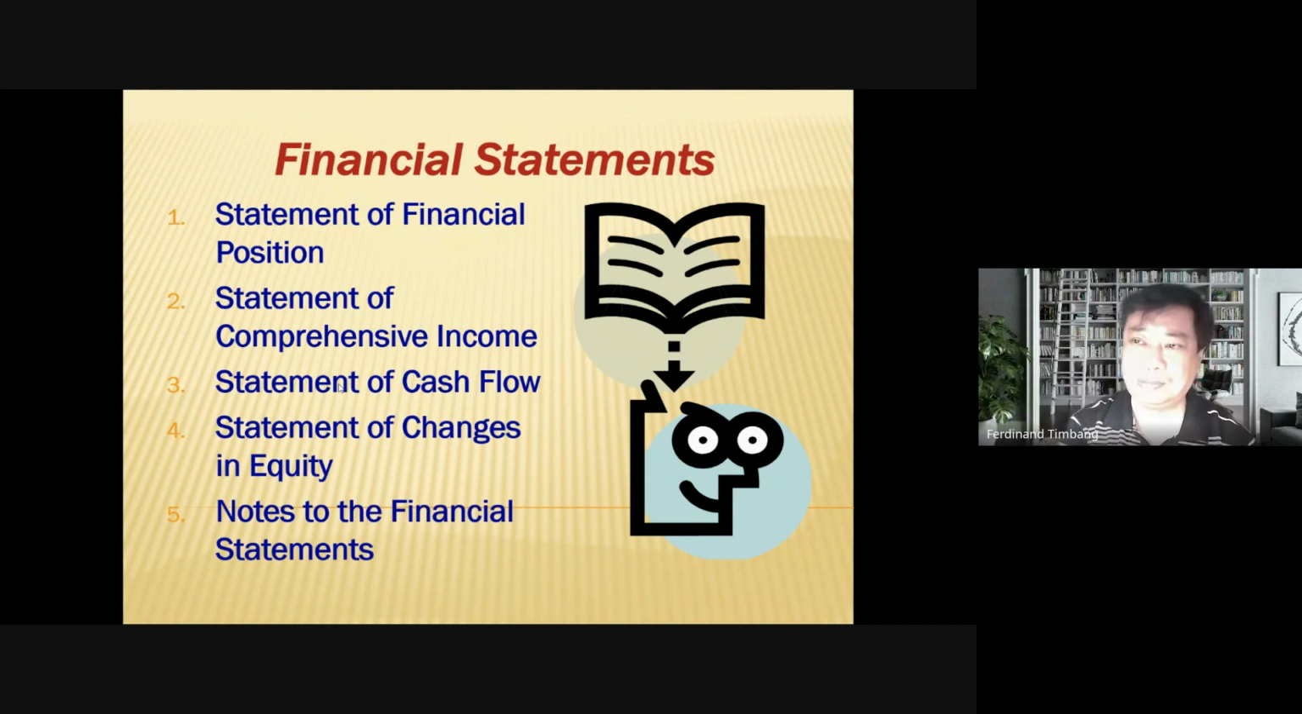And then you have the statement of cash flow. Now, for the statement of cash flow, practically, sulat natin siguro na konti ito.